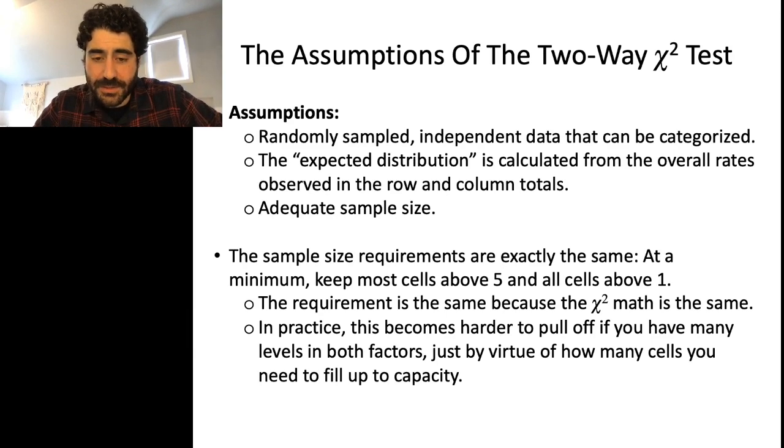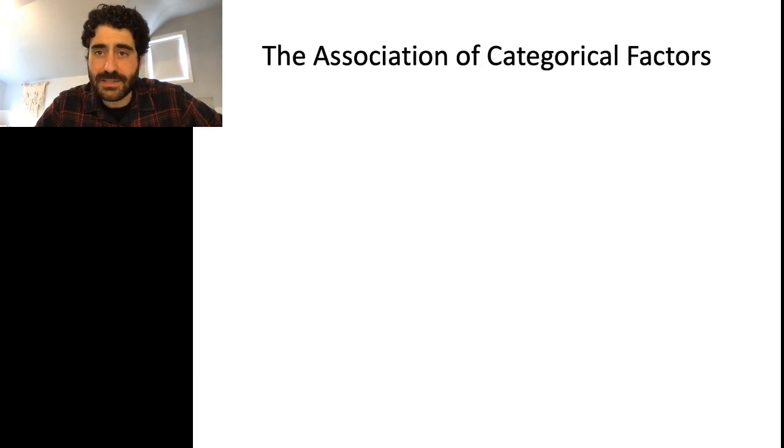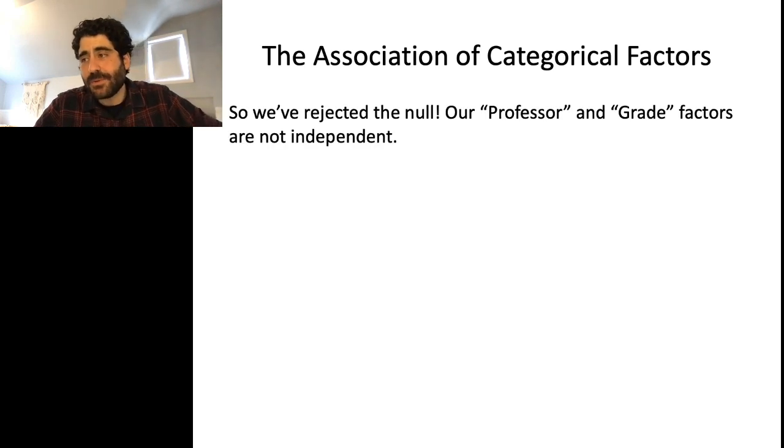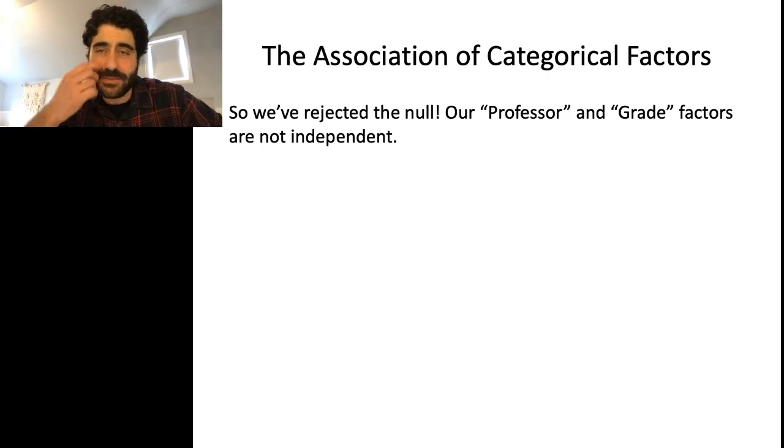Okay, so the last section of class today is thinking about how we would actually report the result of a chi-square test and how we'd actually interpret it. In this example, we said that the professor and grade factors are not independent. And we got a p-value out of this, right? Or we at least know that the p-value is less than 0.05. So that tells us that we're pretty sure there is a difference.